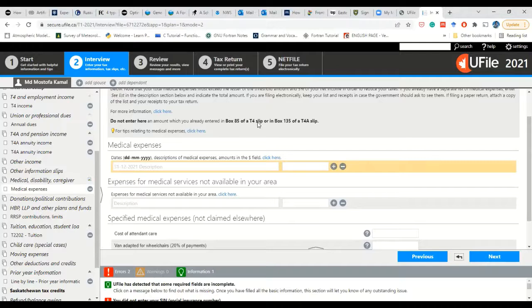Okay, box 84 of T4 slip. Only information which you have not claimed before goes here. Now, how will you fill this information? Please make sure you look at the syntax. Okay, the date, month, and the year, and the description of your drug prescription go here.